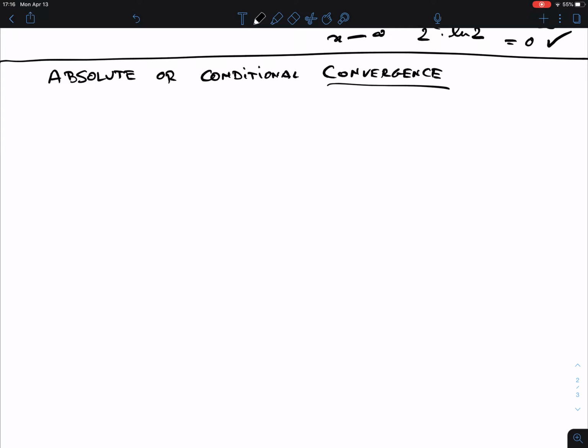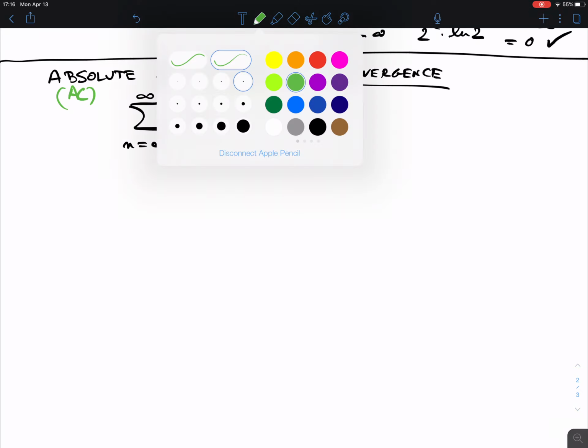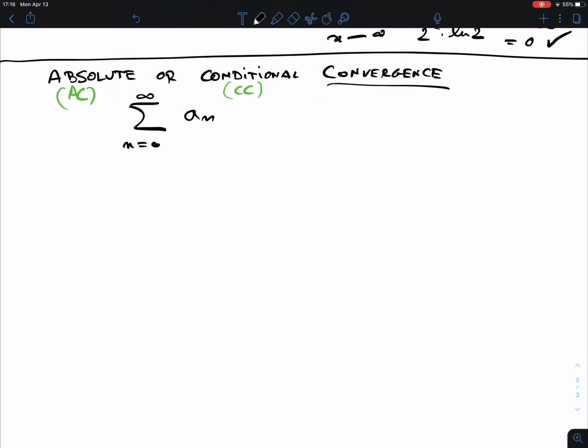And what is this? So we're going to have a series, summation a_n, and again, from n going from 0 to infinity. Let's, for simplicity, start from 0 this time. So what does it mean? Absolute convergence is always a mouthful, so we're just going to say AC, absolute convergence, and conditional will be CC. Okay? So what does that mean? Absolute convergence, let me start with that one. AC means the following.